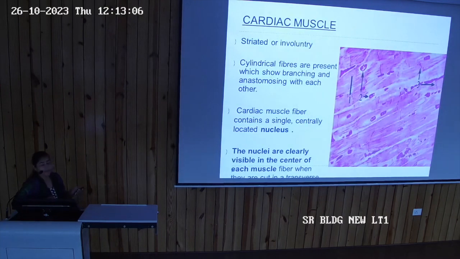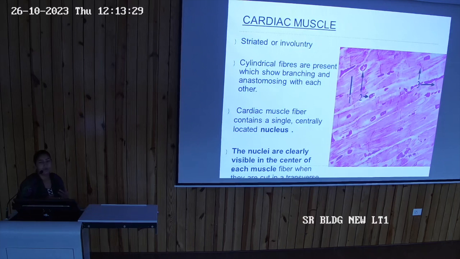Next is the cardiac muscle. So where is the cardiac muscle present? It is present in the heart. Now it is very important to differentiate between a skeletal muscle and a cardiac muscle. Though we know it is voluntary and involuntary, on the histological picture, these two would be different.